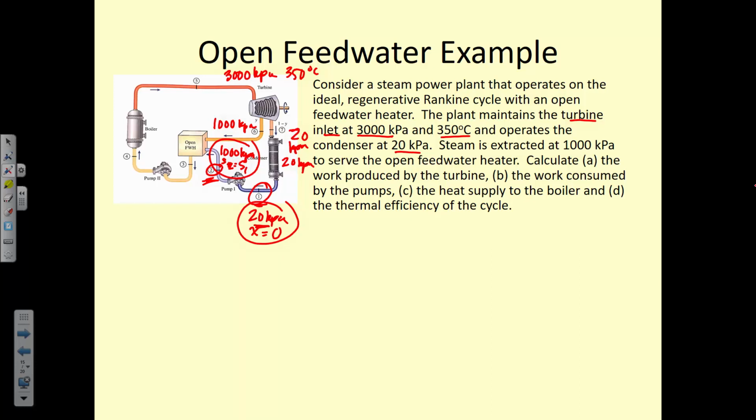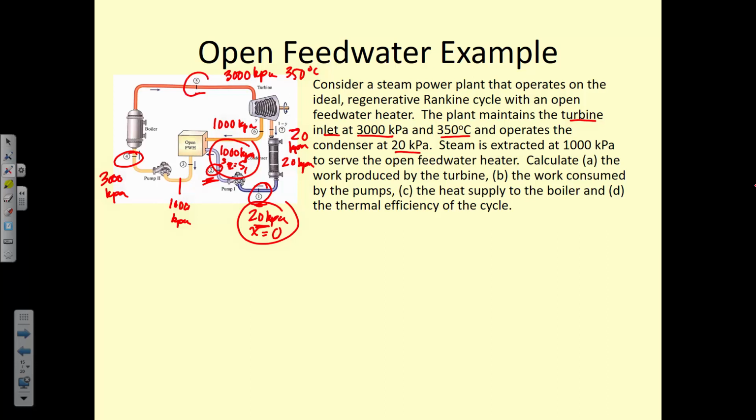State three, what's our pressure? We've got 1,000 coming in. 1,000 coming in, 1,000 going out. Okay, what about state four? 3,000, right? So we're pumping it up to the boiler pressure. And then, of course, state five, we've already determined it was 3,000. Okay, so let's talk about some of the other ways that we need to look at these properties in order to figure out what they are.